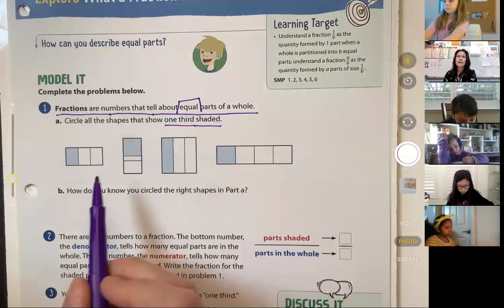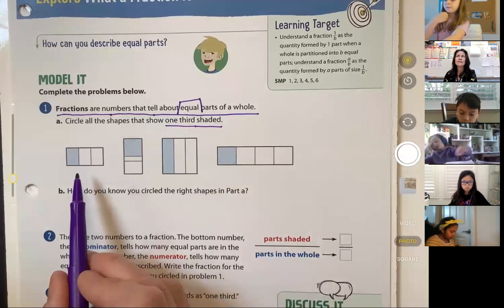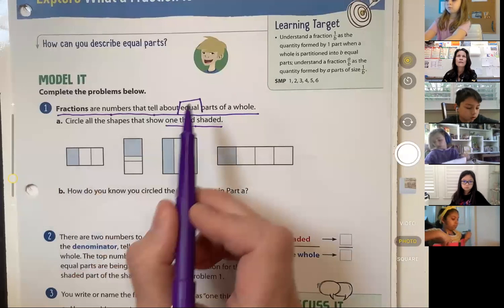So I'm going to take the first shape. Is that fractioned into 3 parts? Yes, it is. My second question is, is it fractioned into 3 equal parts?